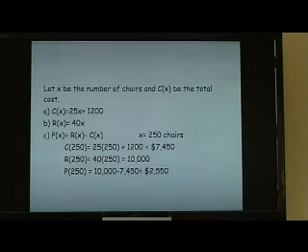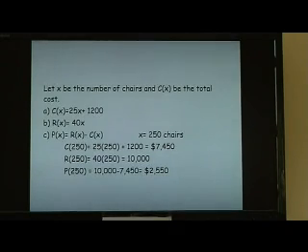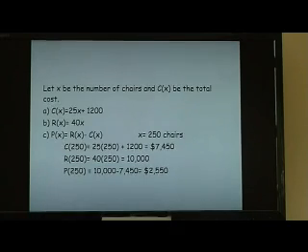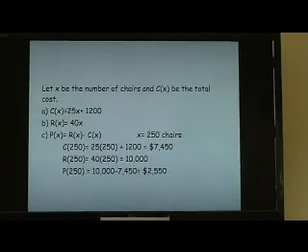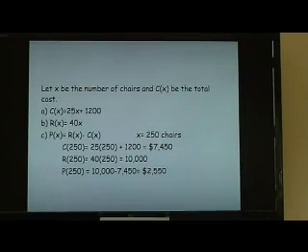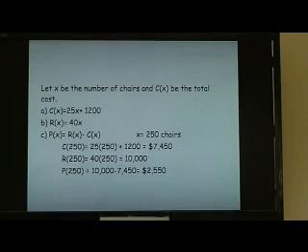x equals 250. So for cost, it would be c of 250 equals 25 times 250 plus 1,200 equals 7,450. For revenue, it would be 40 times 250 equals 10,000. To find the profit, we subtract 7,450 from 10,000 to find that the profit for selling 250 chairs is $2,550.